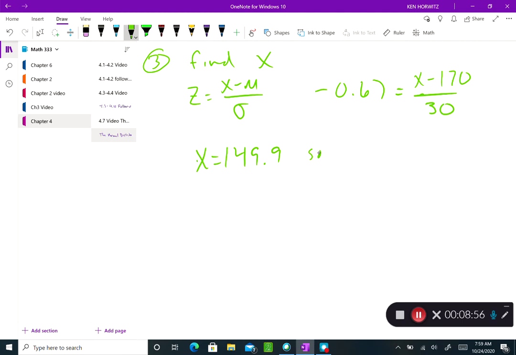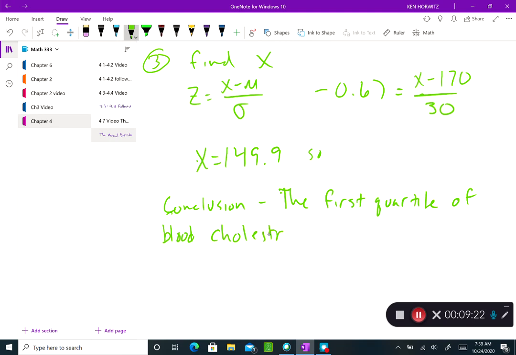So the conclusion is the first quartile of blood cholesterol levels in a 14-year-old is 150 milligrams per deciliter. All right.